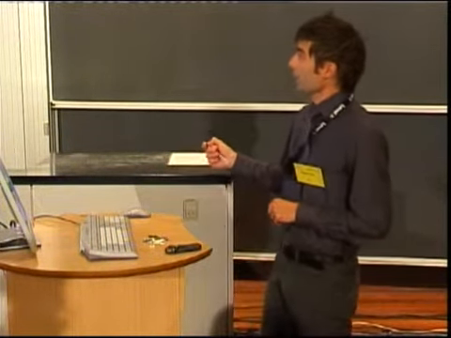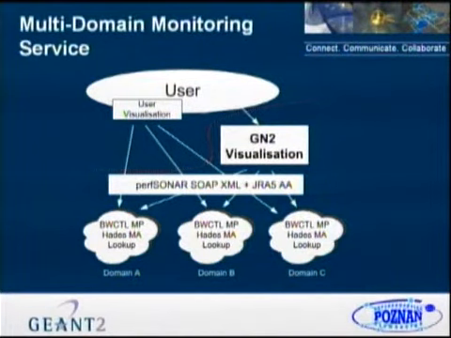On this picture, you can see the separation between the service, which is below the red line, and the user. Below the red line, you can see the domains having installed different measurement points. Then there is a protocol layer with the authorization component and the visualization provided by the GN2 project. And the end user of the MDM service can access the data in two ways.